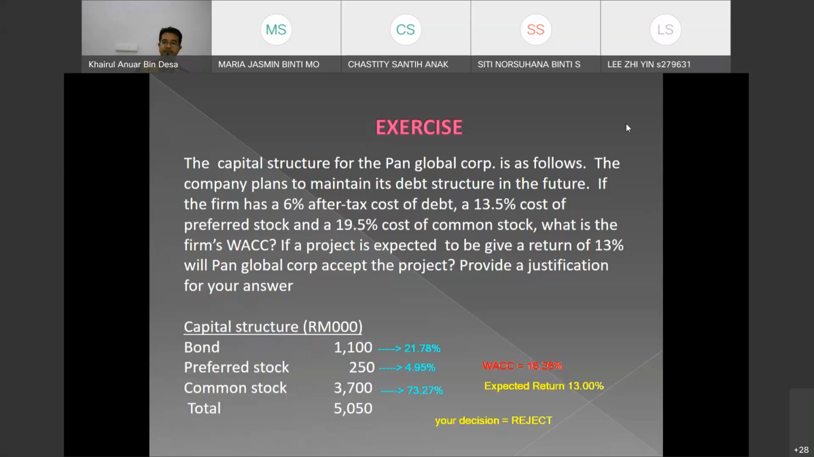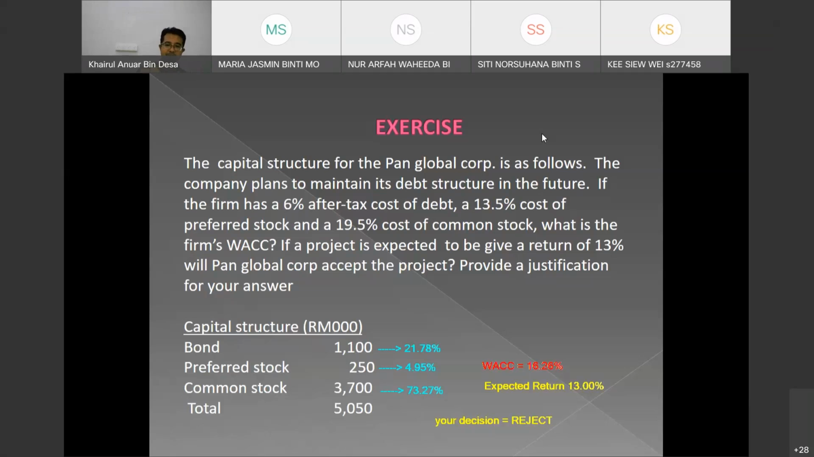Arfah Wahida online tak? Kenapa kita reject, Arfah? Sebab WACC require return lagi. The expected. Okay, thank you very much. Siwi, why we reject? Reject as the expected rate of return, which is 13%, is less than WACC, also known as the required rate of return, which is 16.26%. Okay, thank you very much.